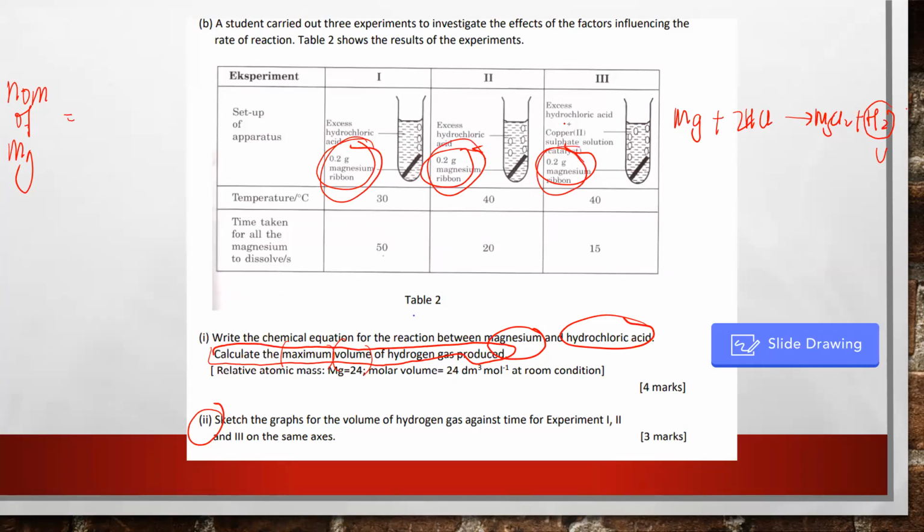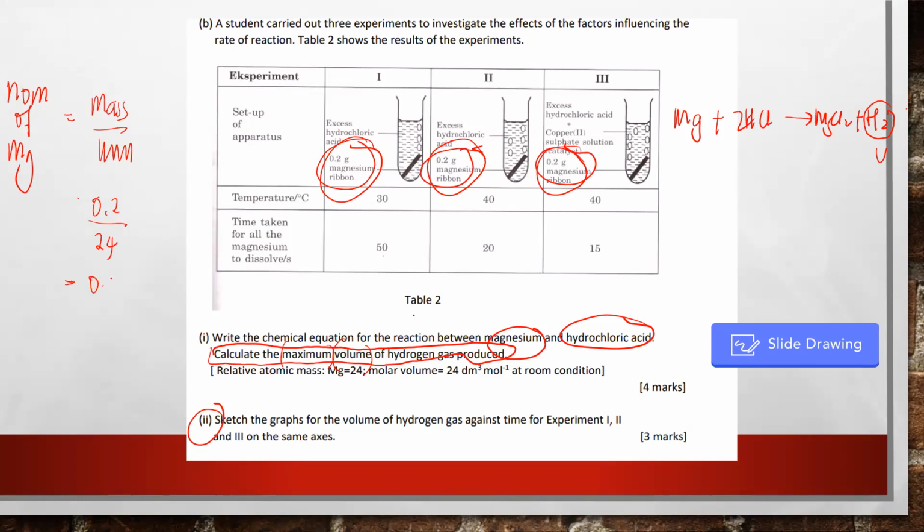0.2 divided by 24. Okay, what formula did you use? Mass over molar mass, because I have 0.2 and then I can find the molar mass of magnesium. Open up the periodic table, the molar mass is there. The relative atomic mass is there. It is 24. Okay, everyone, 0.2 divided by 24. What will we get? 8.3 times 10 to the power negative 3.